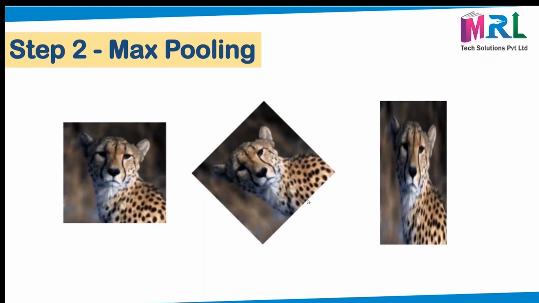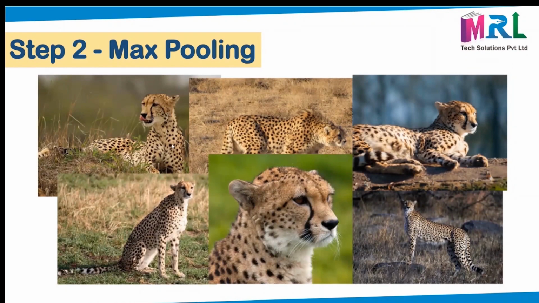Why do we need to do the max pooling? You can see there are some pictures of the cheetah. One is looking straight towards us. One of them is a little bit tilted. Another one is a little bit shrunk. So there are different forms of faces. Here also you can see a cheetah sitting on the floor, running, sleeping, long shot. So there are different forms of images. Our aim is to identify the cheetah, for example. So to identify that, we are going for max pooling.